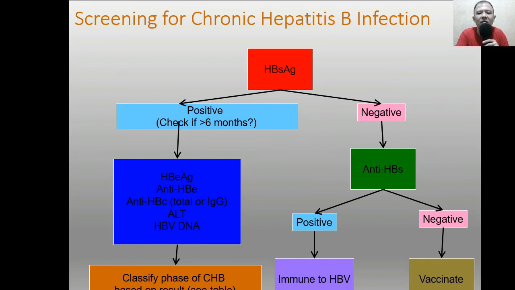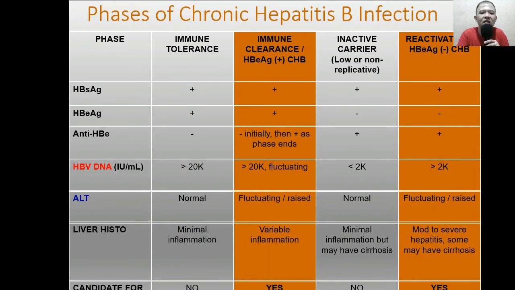So vaccination with Hep B, we are giving an inactivated or an attenuated virus, introducing an attenuated virus so that we can build antibodies against the virus. So there are 4 phases of chronic hepatitis B, namely the immune tolerance, immune clearance, inactive carrier, and the reactivation.